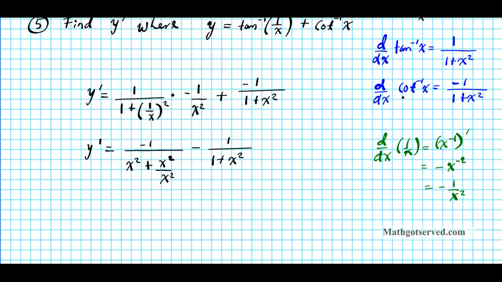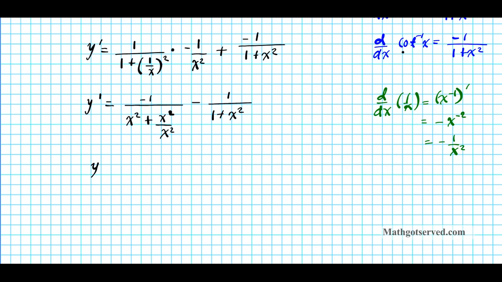And simplified further, we're going to have y prime equals negative 1 over, I can rewrite this as x squared over x squared is 1, so 1 plus x squared, minus 1 over 1 plus x squared. So this is simply going to be negative 2 over 1 plus x squared. So that's our final answer. y prime equals negative 2 over 1 plus x squared. All right, so there you have it.